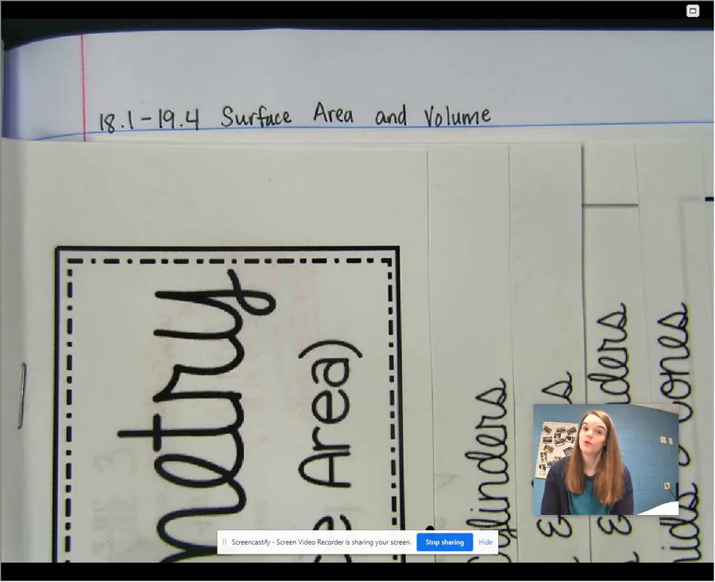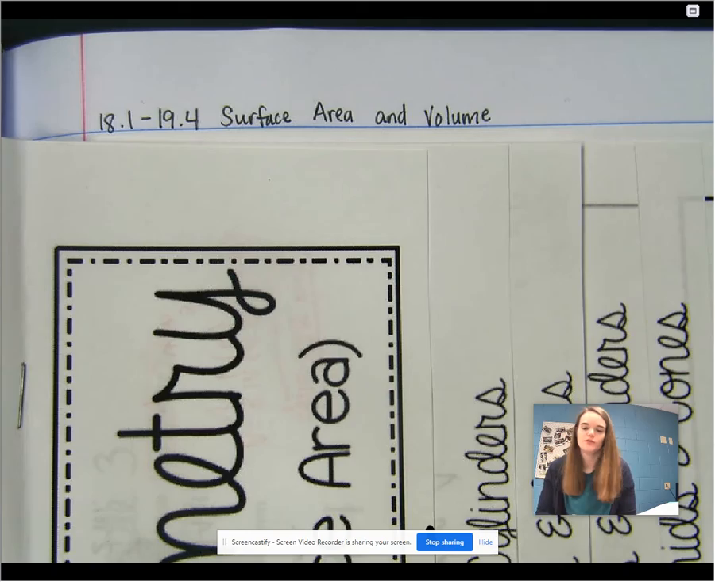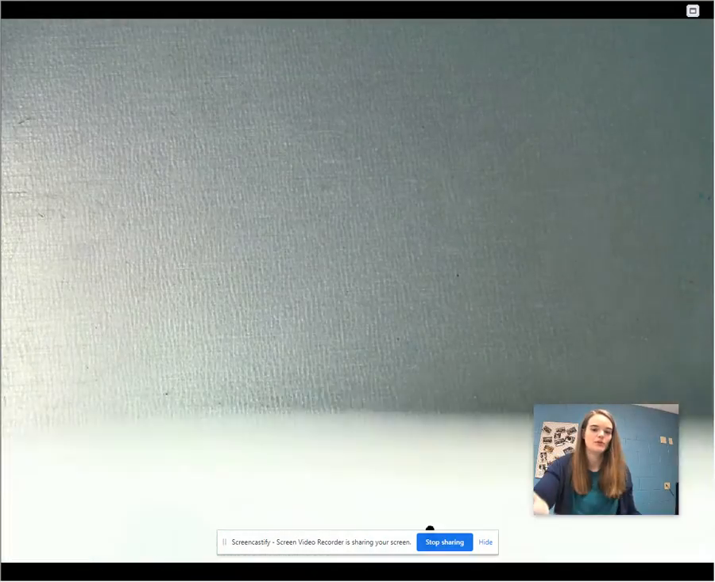It is time for this foldable again. It seems like we're never going to finish it, but we're close. We're going to start surface area today. We've done volume. Let's talk about surface area. So I'm going to grab this out. Put this to the side.